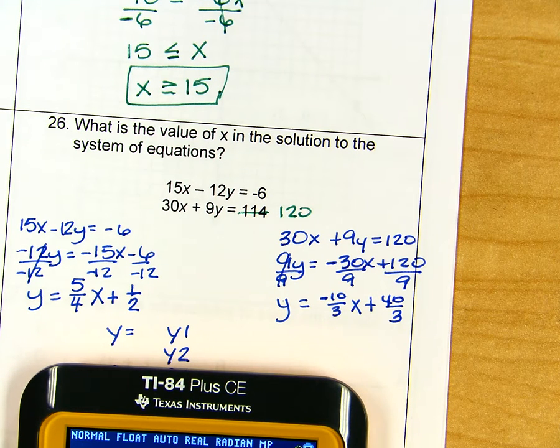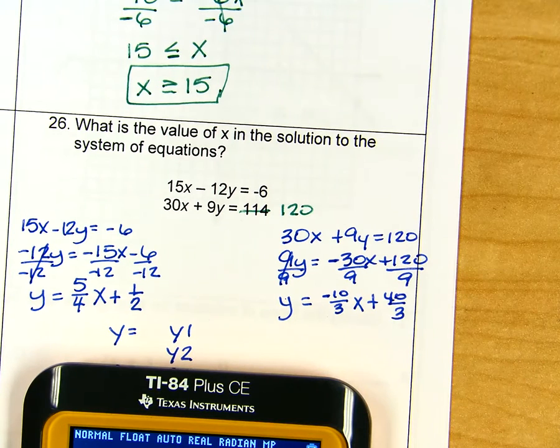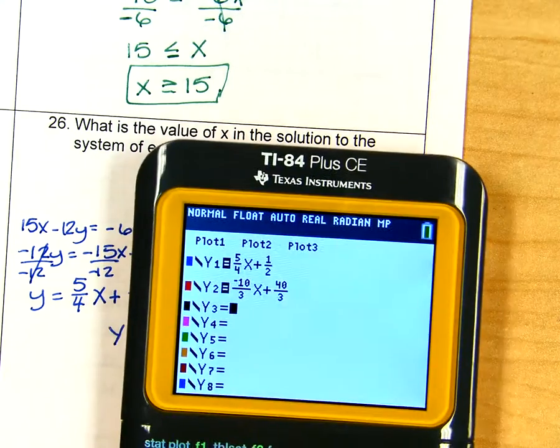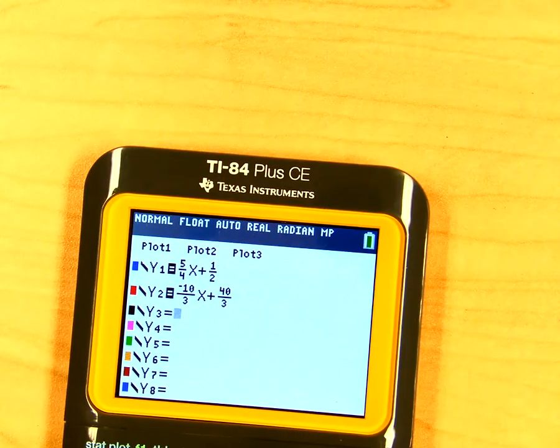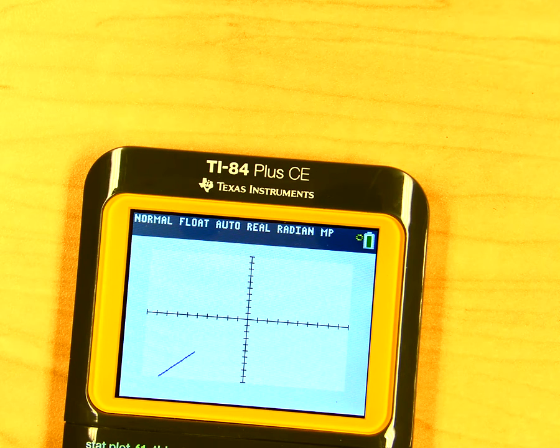So we have, again, alpha y equals to get that fraction skeleton, plus, so there's the first one, and this will be y2 here. So negative 10 over 3 times x, and this one is going to be plus 40 over 3. So now that we have both of them entered into the calculator, it's now calculator work. First off, we need their intersections, so we're going to graph them and see if we can see their intersection on the screen.